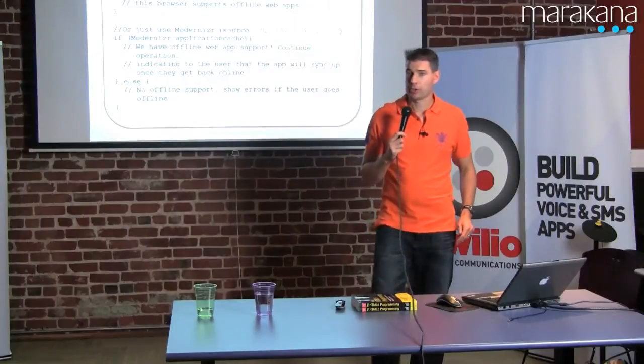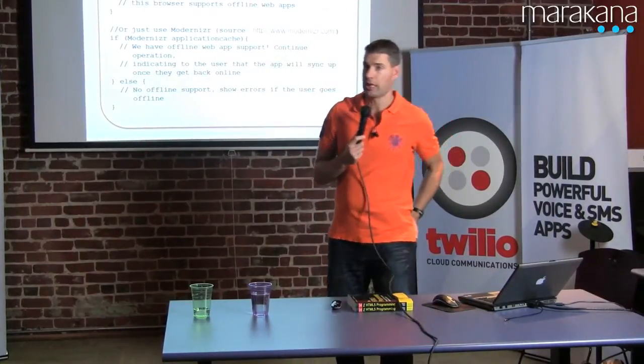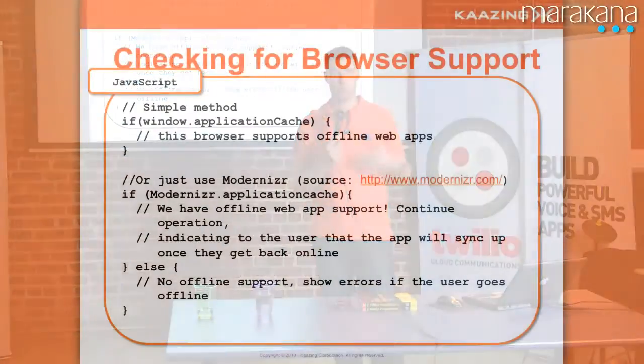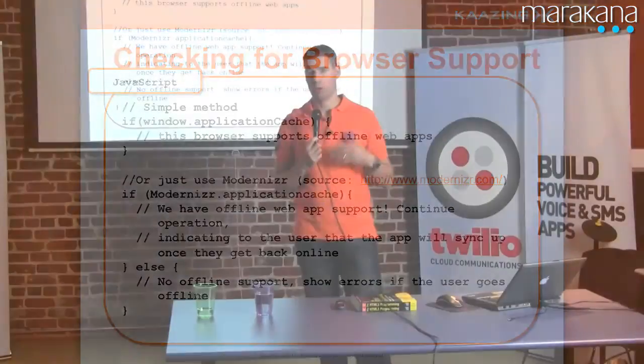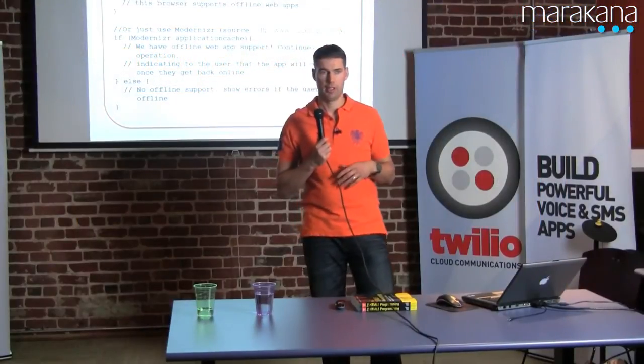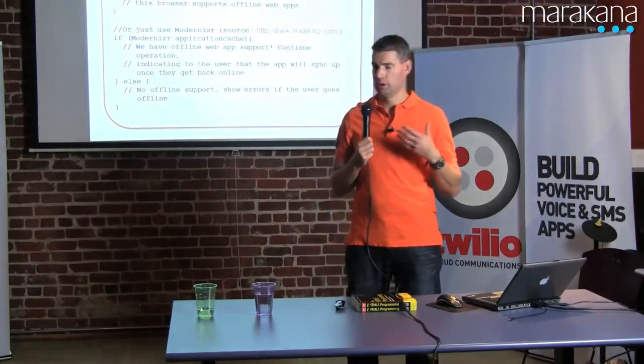You can check for browser support. You can do it in two ways. You can use window.applicationCache to detect whether that feature is available, the offline cache. You can also use Modernizr, a great tool. If you haven't used Modernizr, that's a great way to check all kinds of HTML5 features. It's a very small JavaScript library you can add in your files and use.